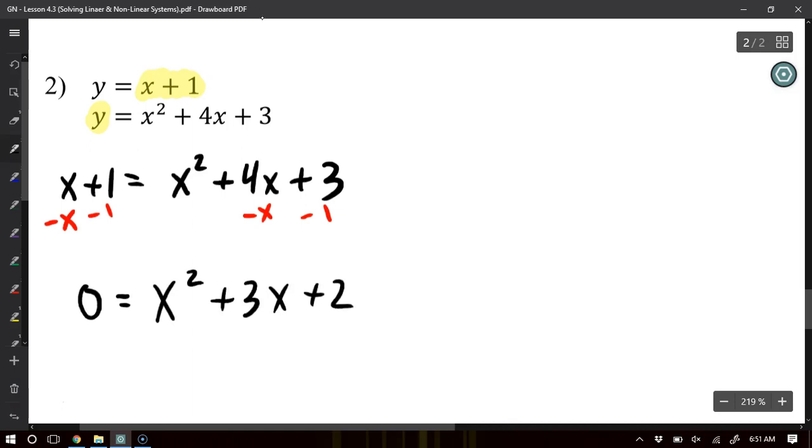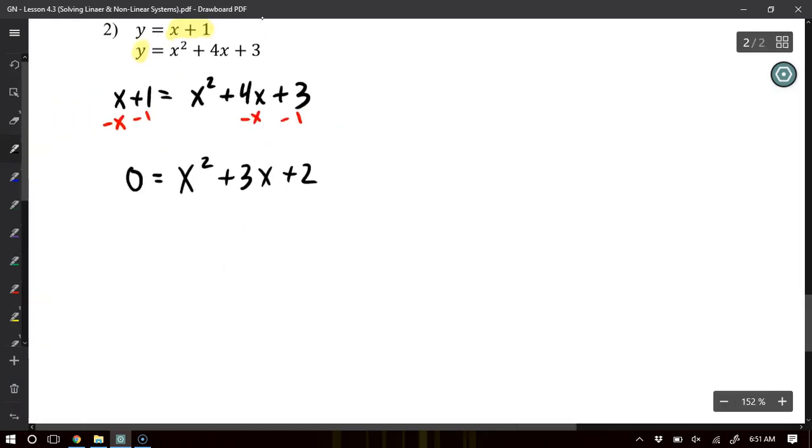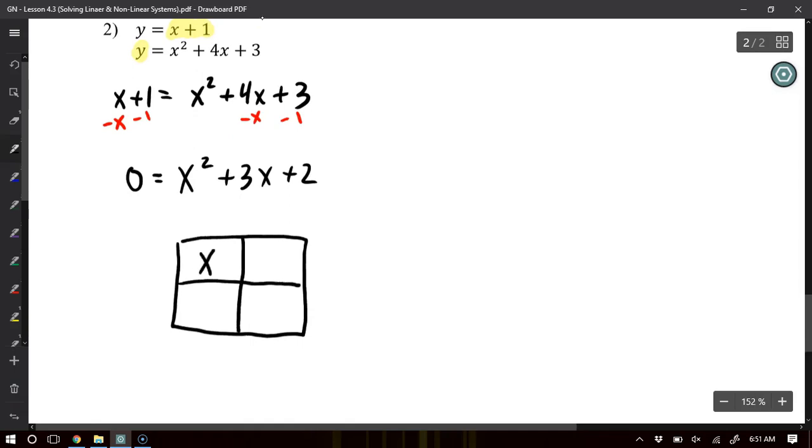What was nice about this one is I did not have to distribute. I did not have to combine like terms, but you always have to set it equal to 0 to factor. So I have a factoring problem. So I'm going to set up my box. I'm going to put my x squared in the top left. I'm going to put my 2 on the bottom right.